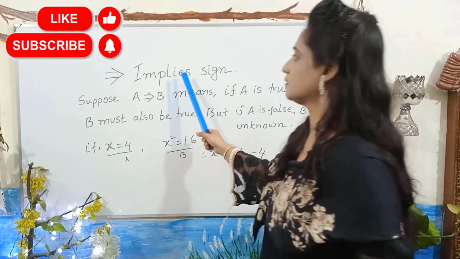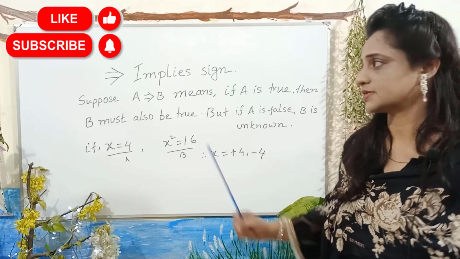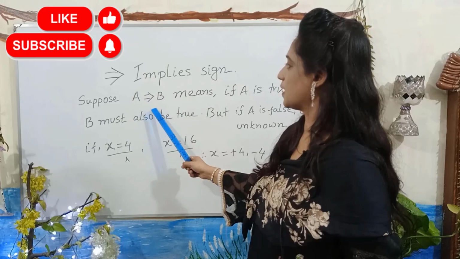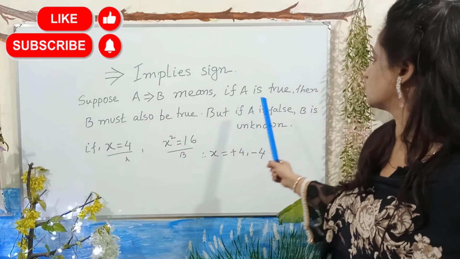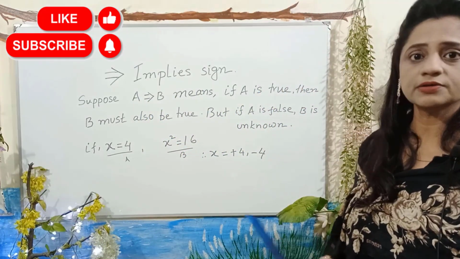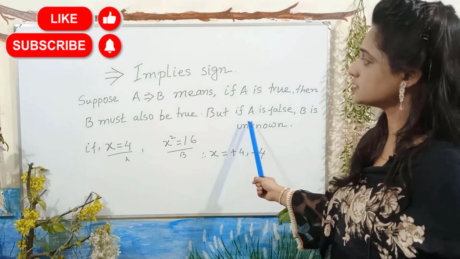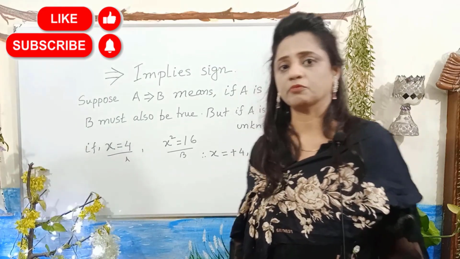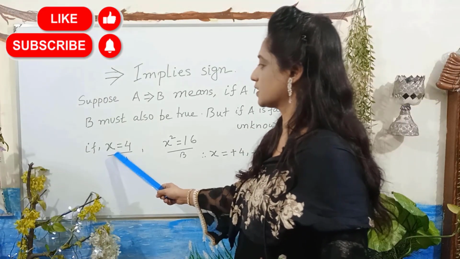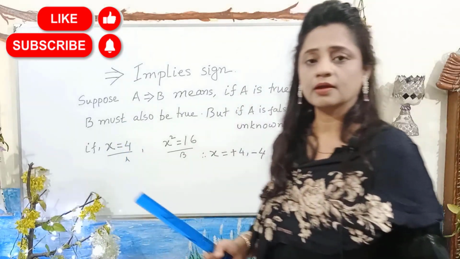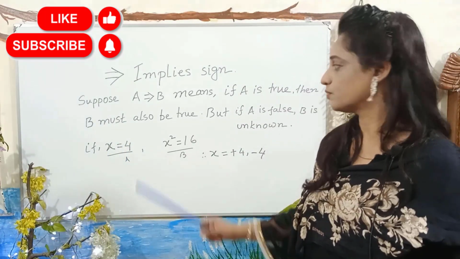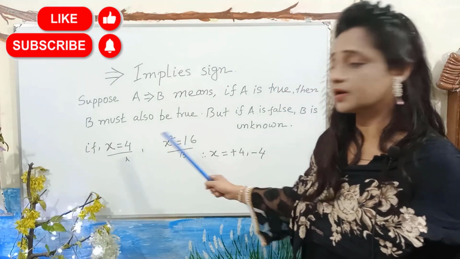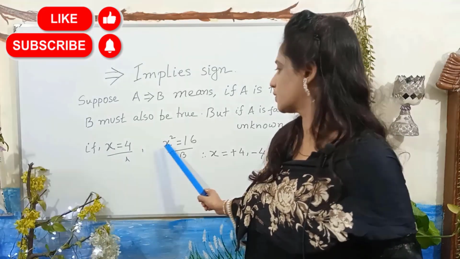This is the implied sign, and I think it is a very technical sign. This sign means, suppose A implies B. It means if A is true, then B must also be true. But if A is false, then B is unknown. We can make it clear by an example. Suppose x equals to 4. Guess this one is A. So we can get the value of x square equals to 16. If x equals to 4, then x square equals to 16.